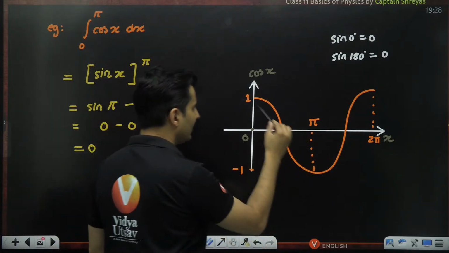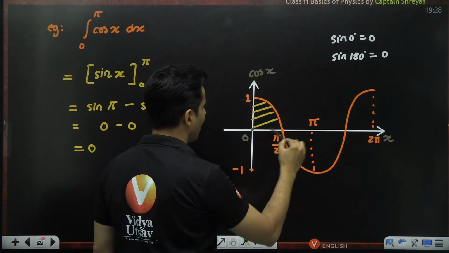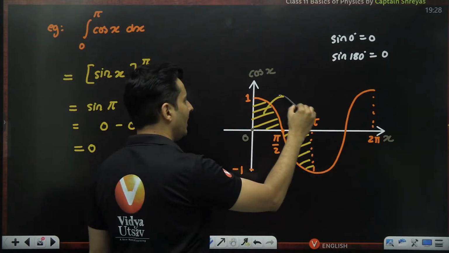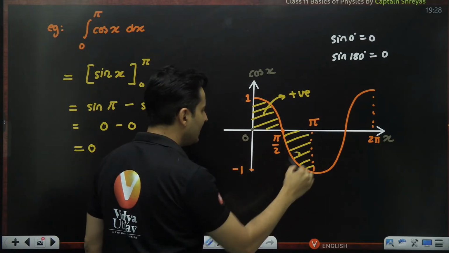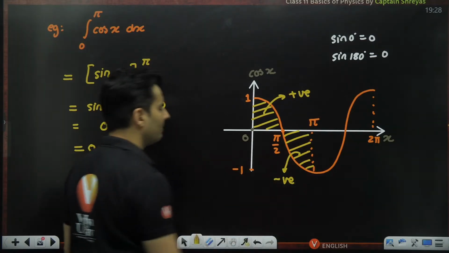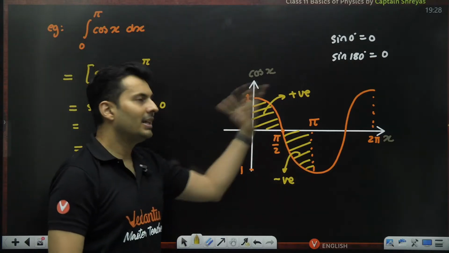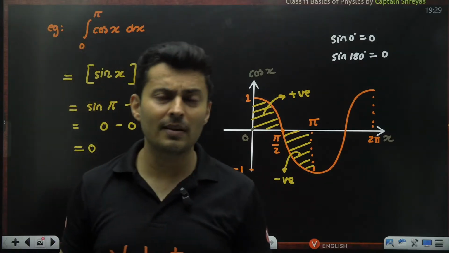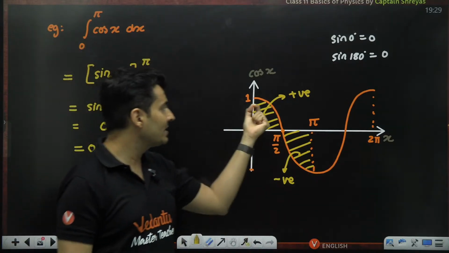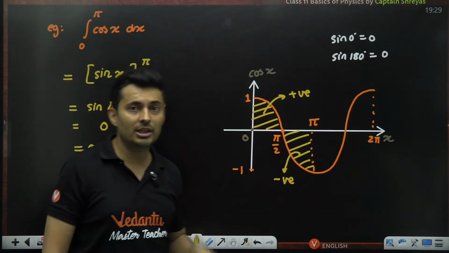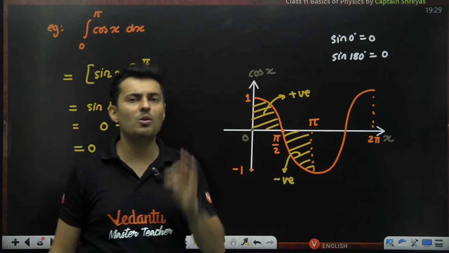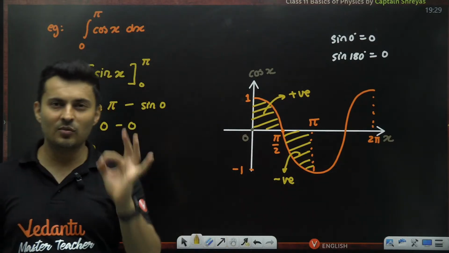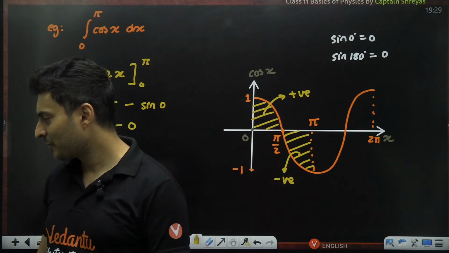Now, when you see it, things start becoming clearer. I'm trying to find this particular area. This area is positive and this area is equally negative. So together it cancels out. So when you find areas under the curve, you need to account for these signs. If something is on the top, it is positive. Something is below, it is negative. So that is why the answer to this is 0. Got it?